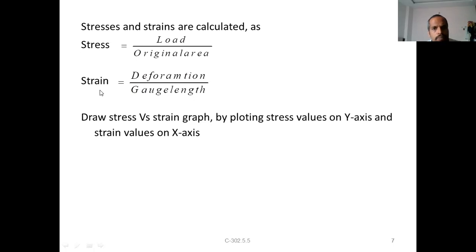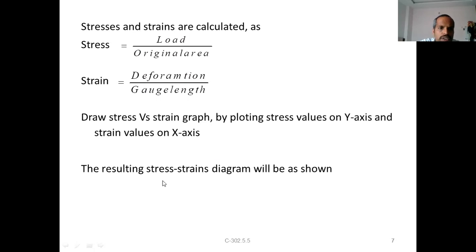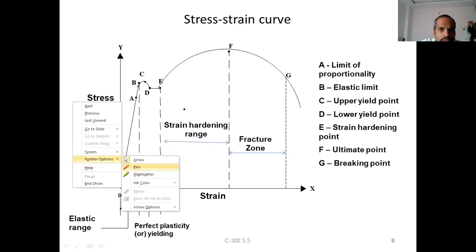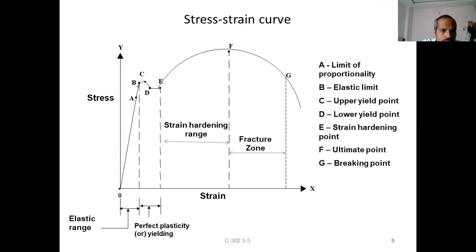So that is the basic procedure. On the x-axis you take the strain, and on the y-axis you take the stress, right? By plotting the stress values on the y-axis and the strain values on the x-axis, you draw the graph. The resulting stress strain diagram will be as shown below. These are some standard stress strain curves for the mild steel specimen, right? Now in this one, initially there are zero increments. Zero load means zero stress, and zero stress means zero strain.